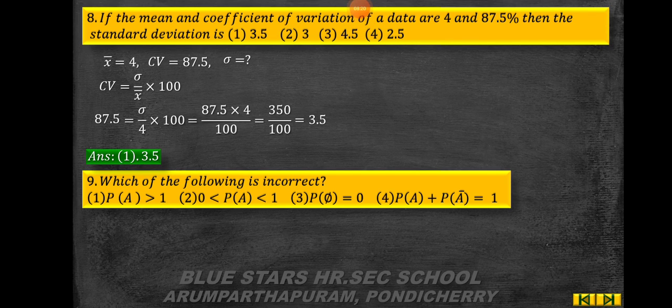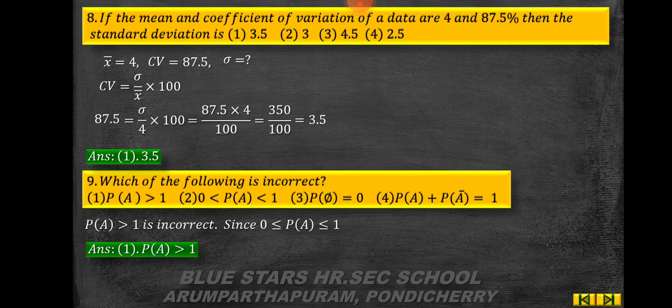Question number 9. Which of the following is incorrect? Option 1, P of A, that is probability of A, is greater than 1. Option 2, 0 less than P of A is less than 1. Option 3, P of empty set is equal to 0. Option 4, P of A plus P of A bar is equal to 1. So P of A greater than 1 is incorrect, since 0 is less than or equal to P of A is less than or equal to 1. So the correct answer is P of A is greater than 1.